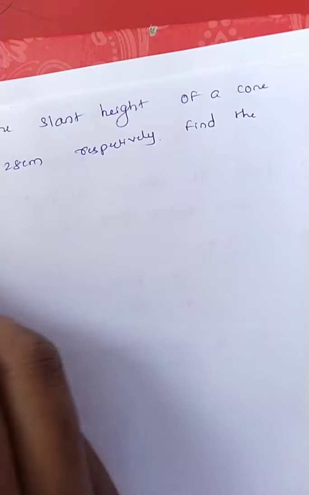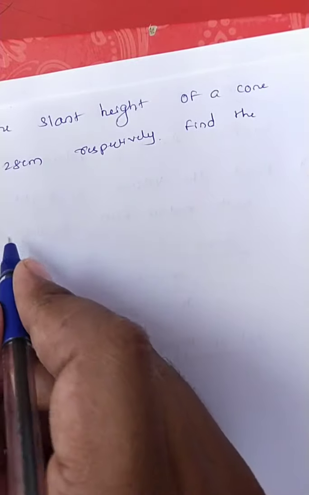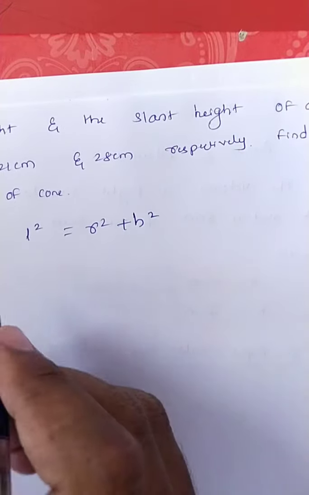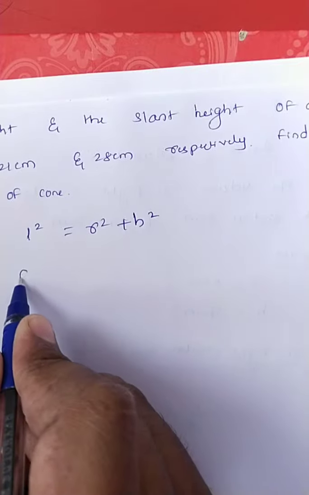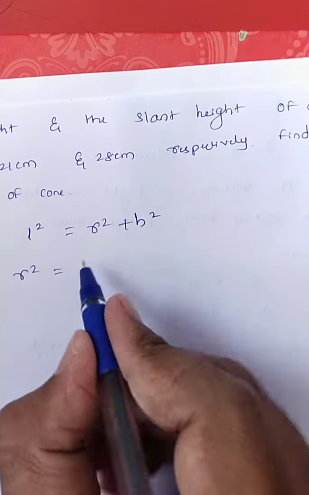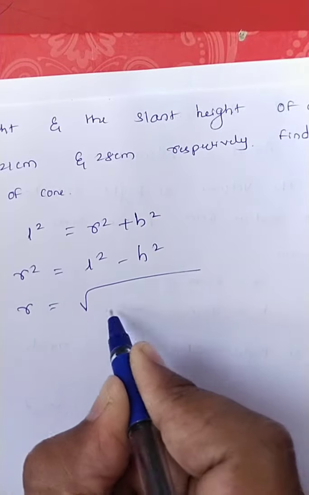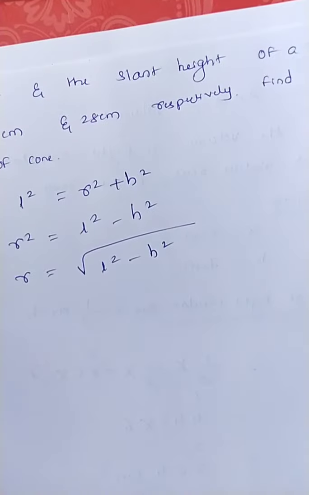So we know that the slant height is given by the formula L square is equal to R square plus H square. So R square is equal to L square minus H square, that is R is equal to root of L square minus H square. So you need to find the radius.